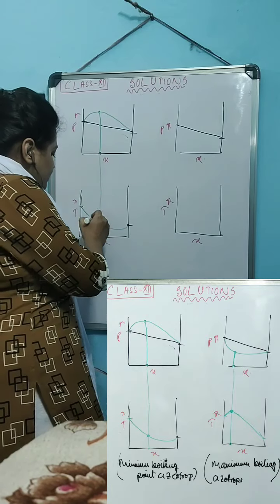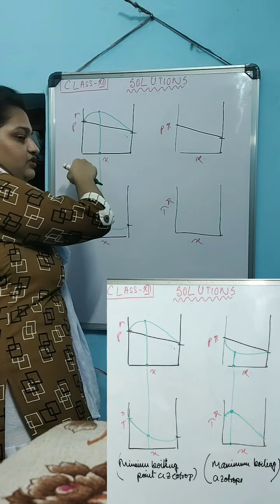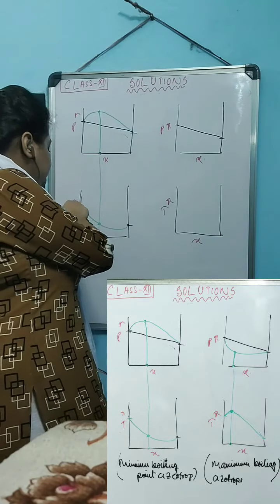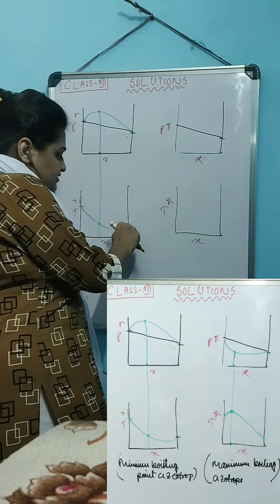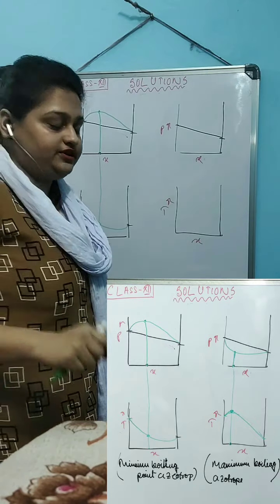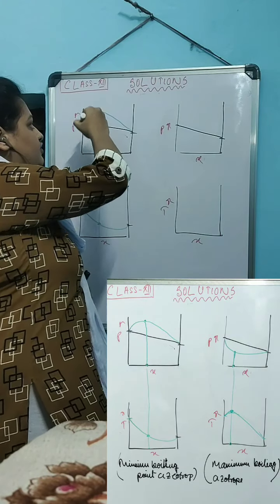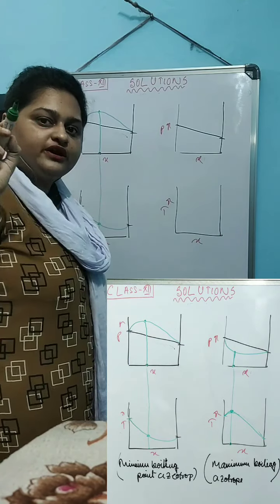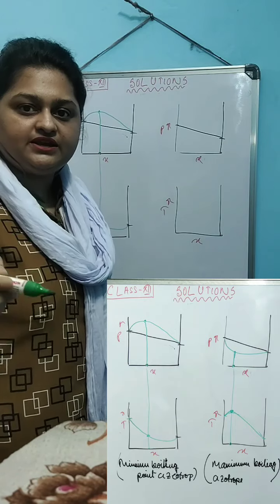Now, notice that this axis represents my solvent and this axis represents my solute. This point represents the boiling point of the solvent, and this point represents the boiling point of the solute. The boiling point at which we have gotten this maximum vapor pressure is represented by this boiling point. You can clearly see that this boiling point is less than both these boiling points.